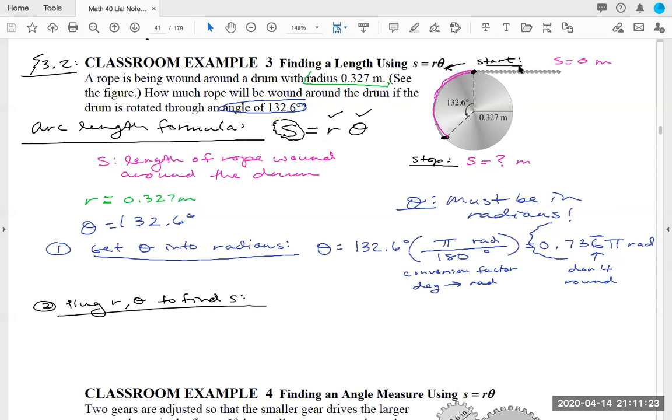So we know that S is equal to whatever R is times theta. So S equals 0.327 meters times 0.736 with a bar over it, pi. And radians, remember, are unitless.